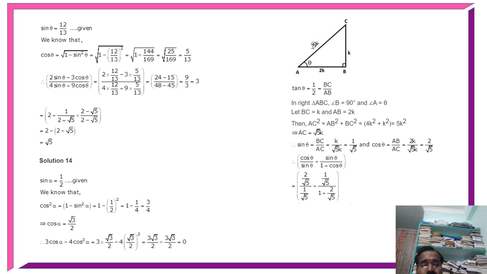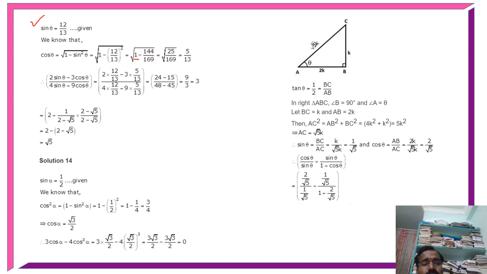From the first identity, sin square theta plus cos square theta equals 1, we can write cos theta as root over 1 minus sin square theta. Already sin theta is given as 12 by 13. So cos theta equals square root of 1 minus (12 by 13) whole square. Now 12 square value is 144, 13 square value is 169. So root over 1 minus 144 by 169.